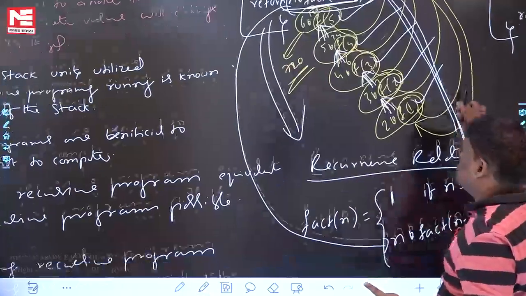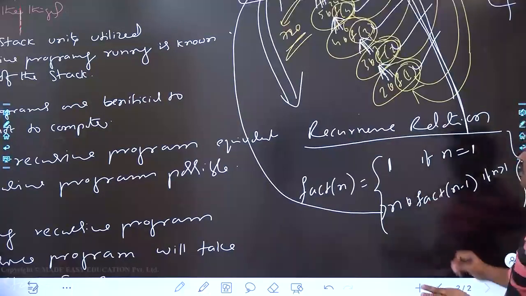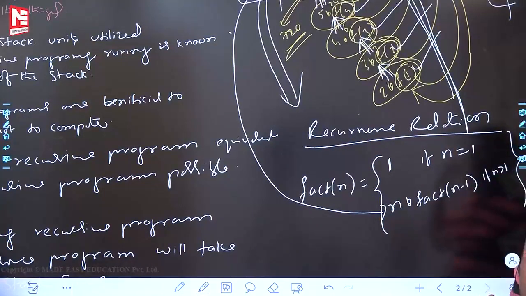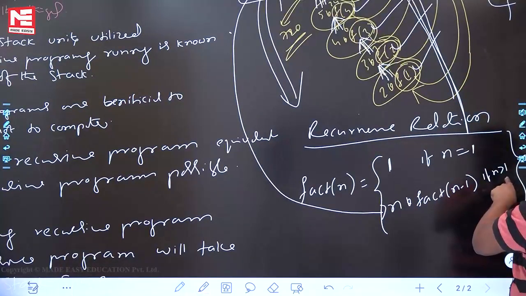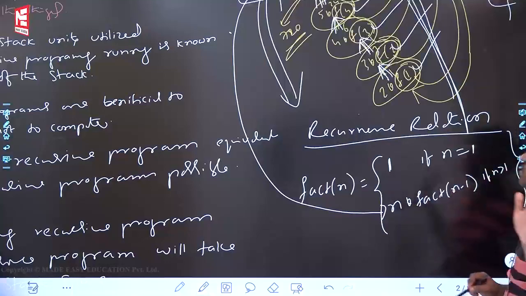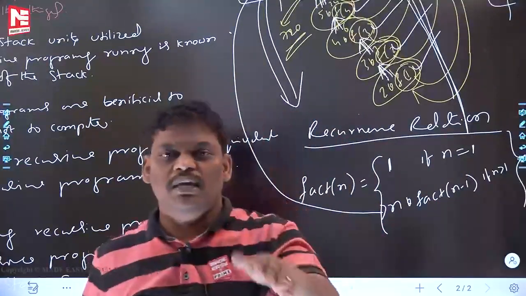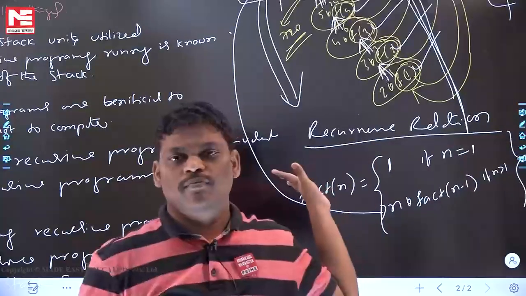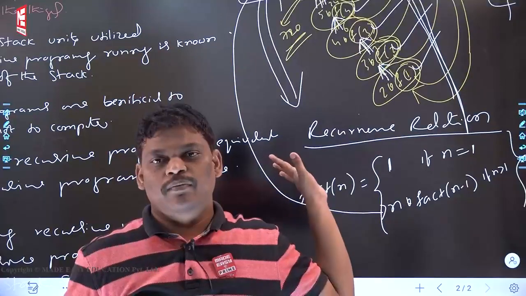Please be careful. The same recursive program shown in the form of a mathematical relation is known as a recurrence relation. If n is equal to 1, then the answer is 1. Otherwise, if n is greater than 1, n into fact of n minus 1. This is called a recurrence relation. Try to remember, if a recursive program is there, you can write the recurrence relation. Not only for this problem, for the next problem also you can do that.